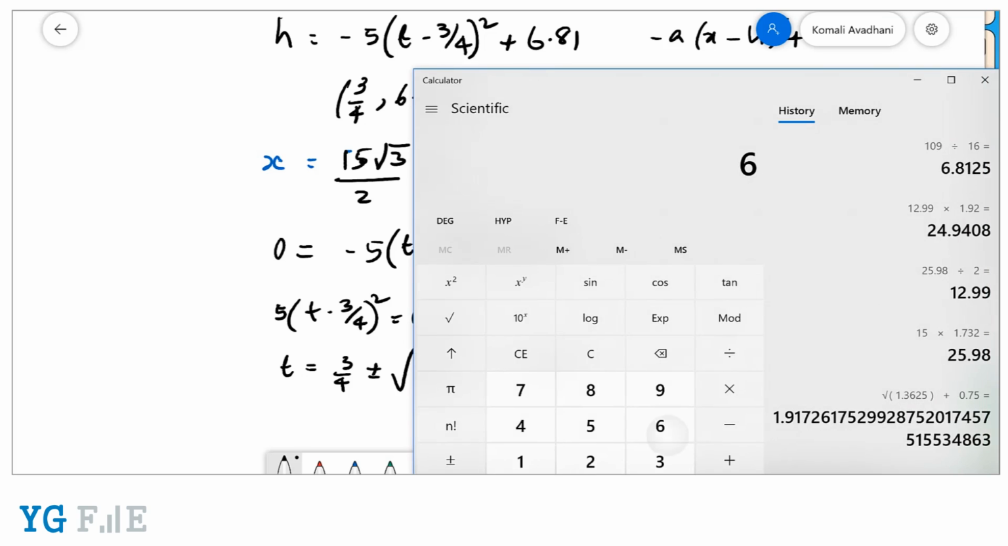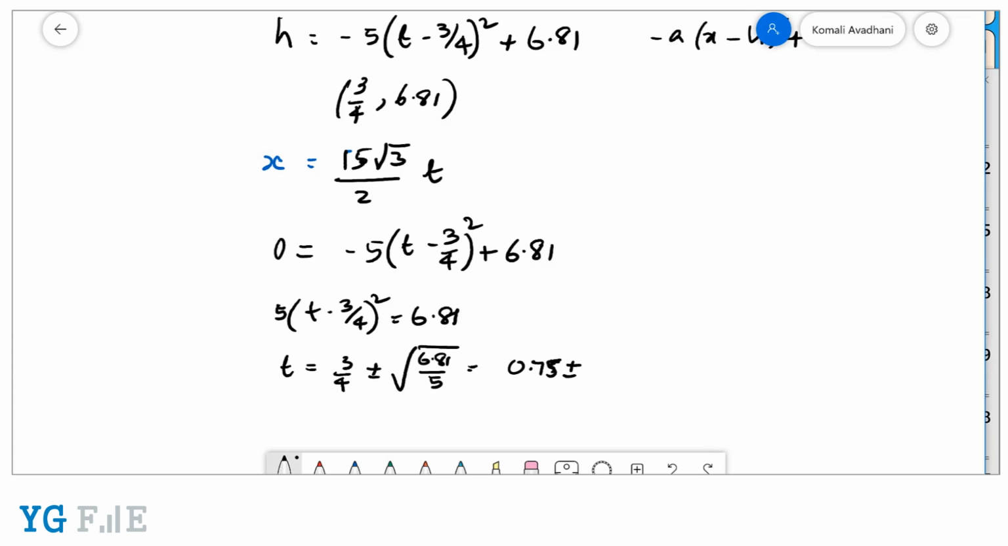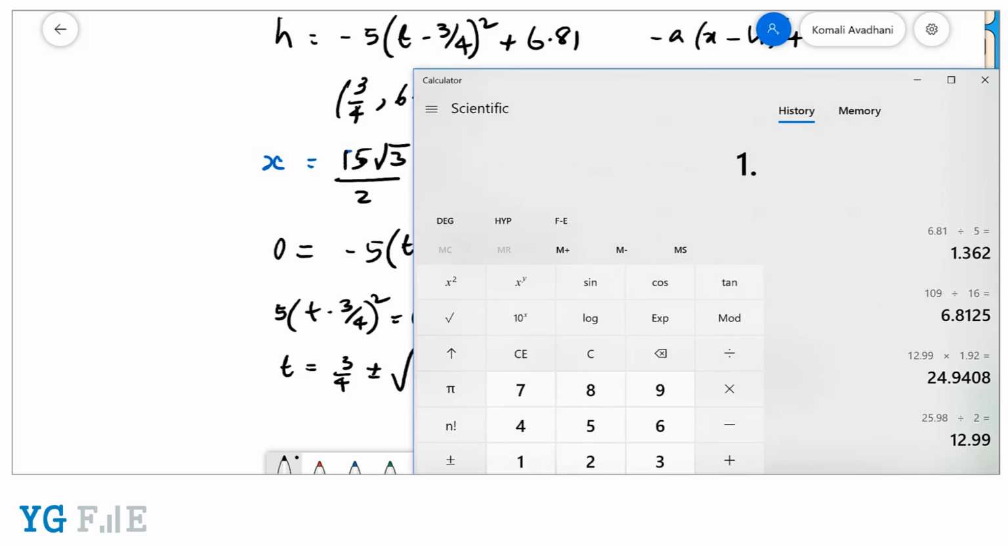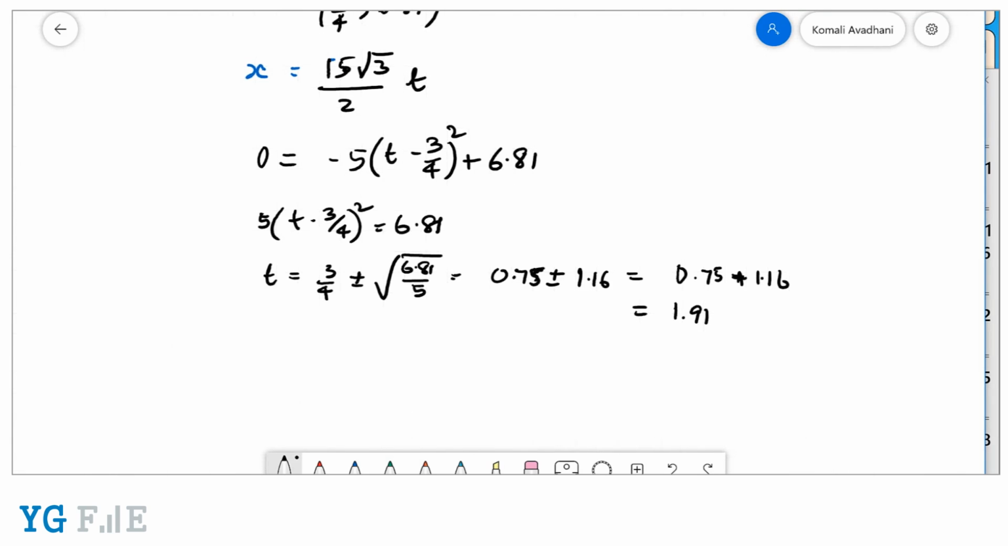6.81 divided by 5 and taking the square root gives us 1.16. So we will take only the positive value of t because the negative value of t is not meaningful for our problem here. So it will be 1.16 plus 0.75. So we get 1.91. So we got the time t it takes to traverse is 1.91.